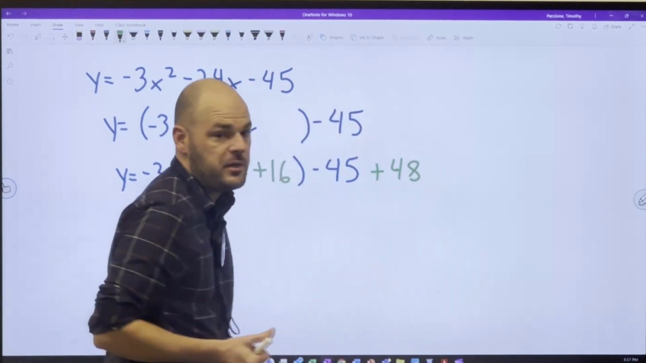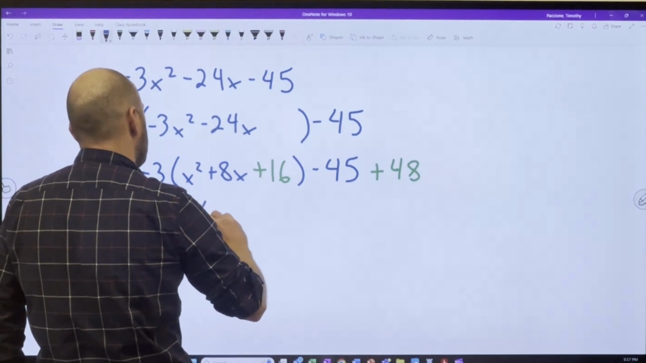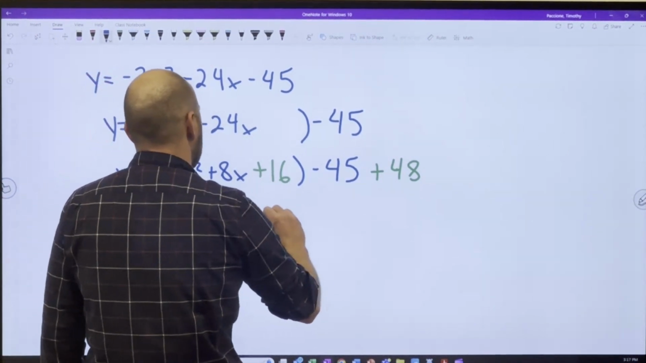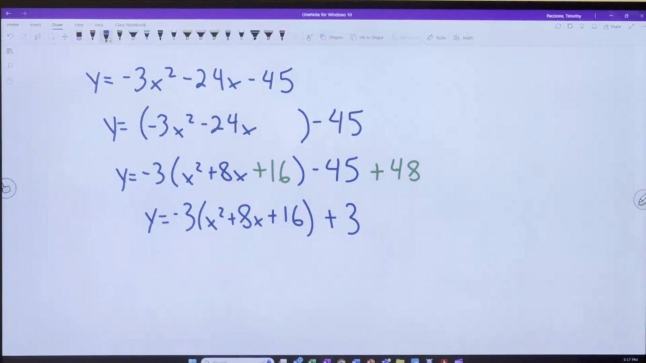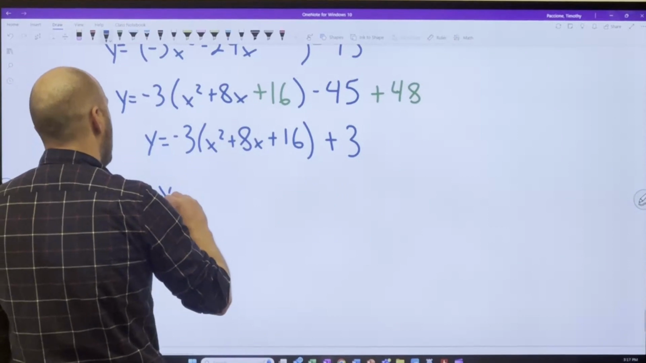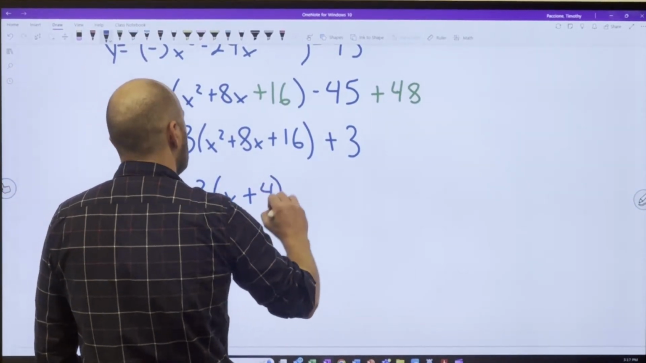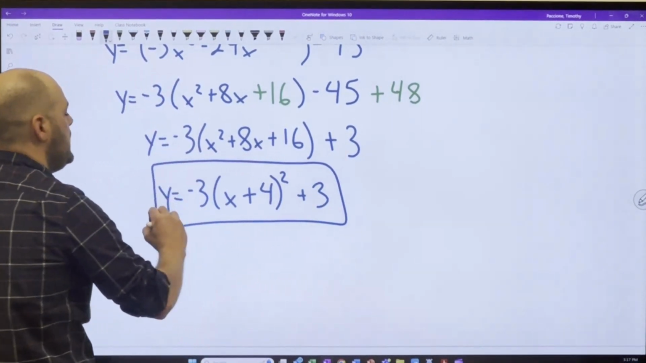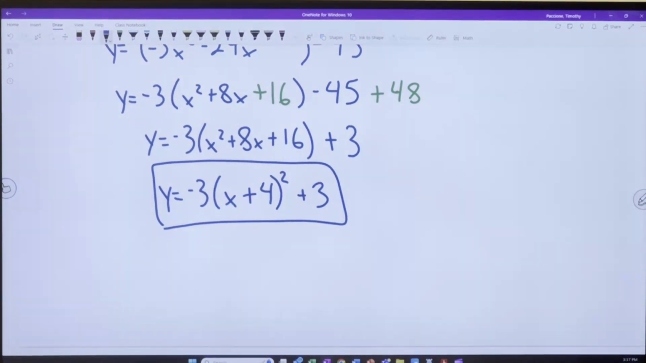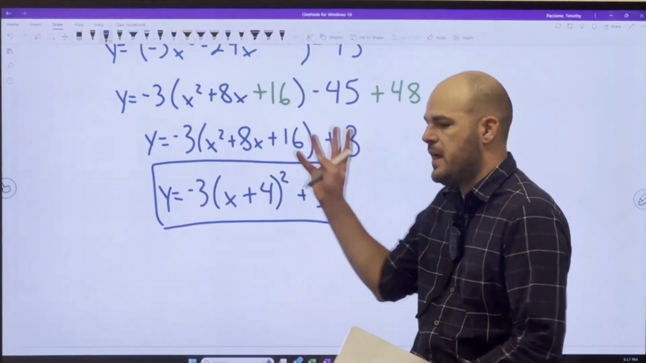You always have to offset your damage, right? So I get y equals negative 3 times x squared plus 8x plus 16, plus 3. And now I just turn that into a perfect square. Y equals negative 3 times x plus 4 squared plus 3. And I have vertex form. And it's a lot easier than negative b over 2a. Well, I shouldn't say easier. Quicker, more efficient than negative b over 2a because you didn't have to deal with all that.